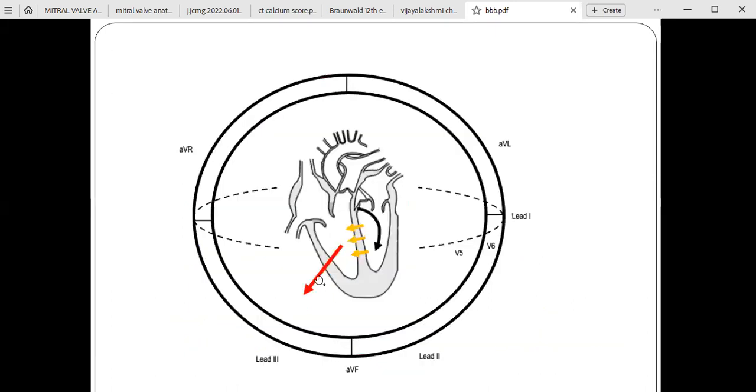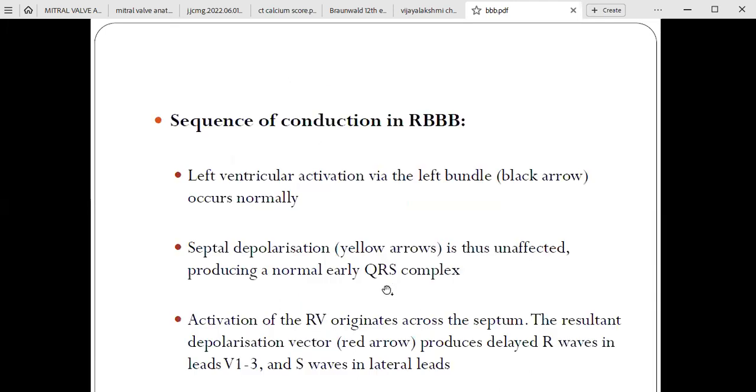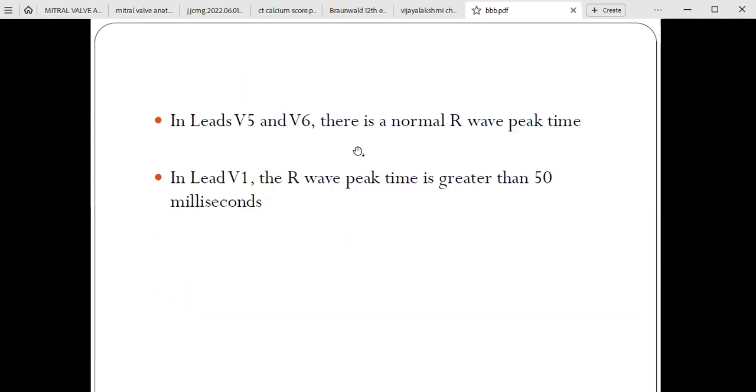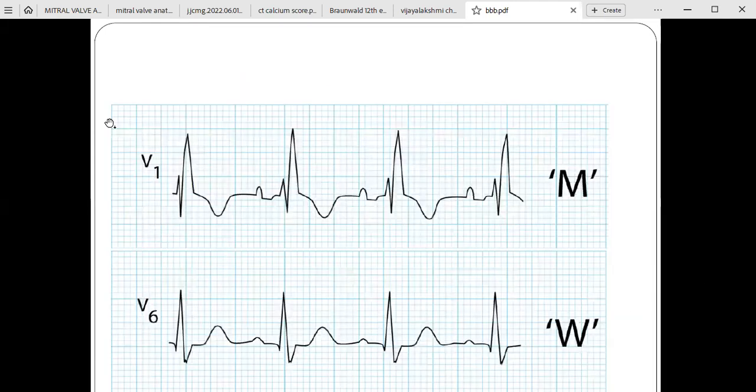So V1 to V3, the right side leads, are more commonly affected. You can see the pattern here. Initially, a small R will occur, basically because of left ventricular depolarization, and this second R wave is because of right ventricular activation. This gives rise to what is called the M pattern in the right sided leads V1, V2, V3, and the reverse pattern, the W pattern, will be seen in V6.